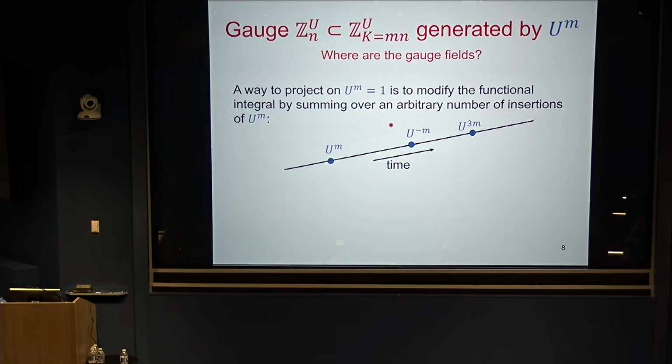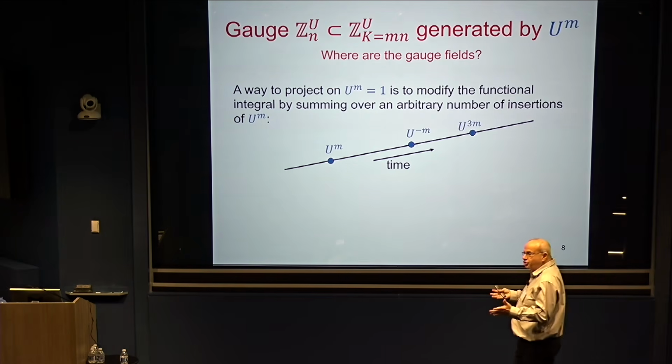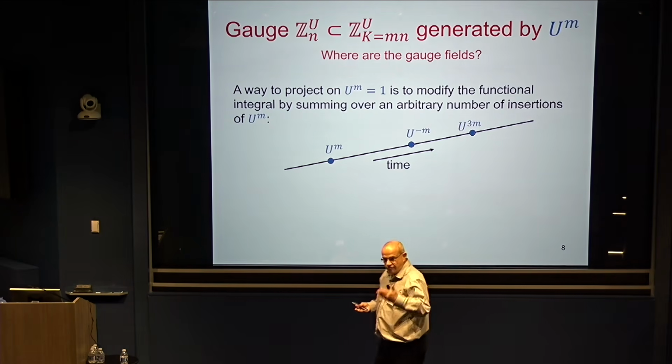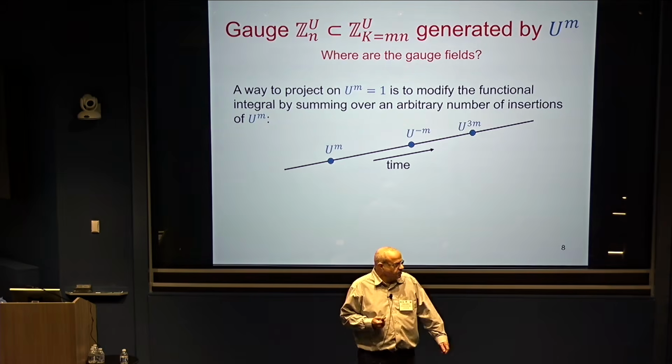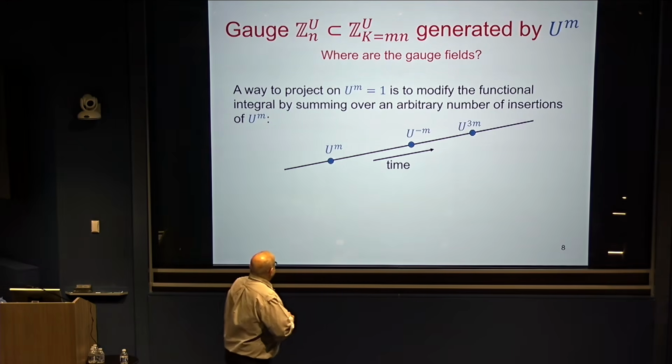So here is time, or Euclidean time, flowing along, and I need to project on u to the m equals 1. How do I project it? I insert various powers of u to the m along the time, and by summing over all of them, I perform a projection on u to the m equals 1. I have to sum over them with the right weight. This can be phrased as follows.